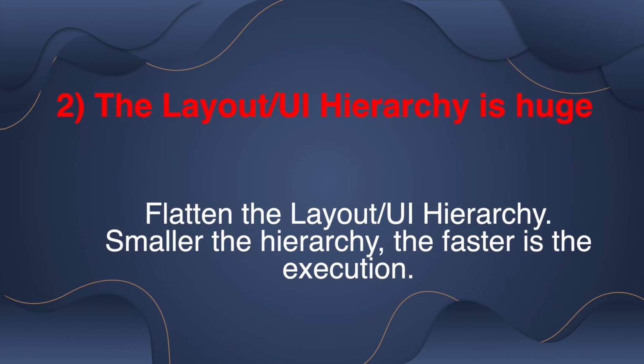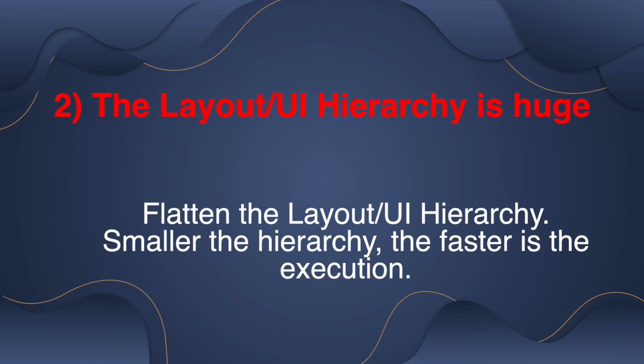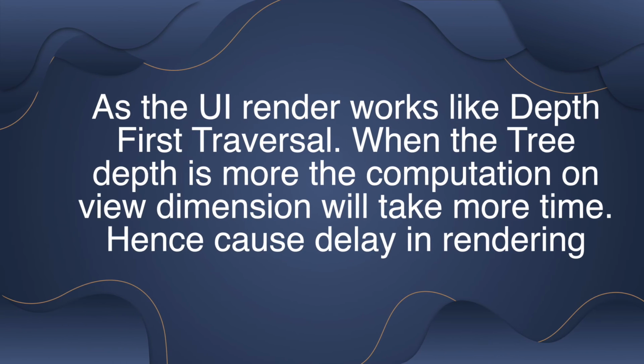Okay. Now the next cause is that the UI layout or hierarchy is huge. The solution is to flatten the UI or layout hierarchy, meaning the smaller the hierarchy, the faster the execution. Now let's understand why it is like that. We have seen in our example that one contains a smaller tree to achieve the same UI, and another contains a bigger tree to achieve the UI.